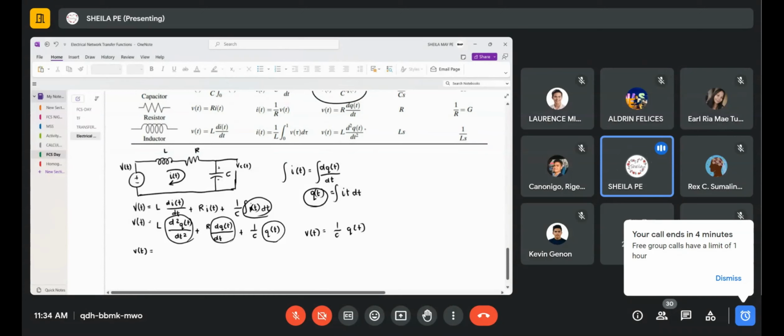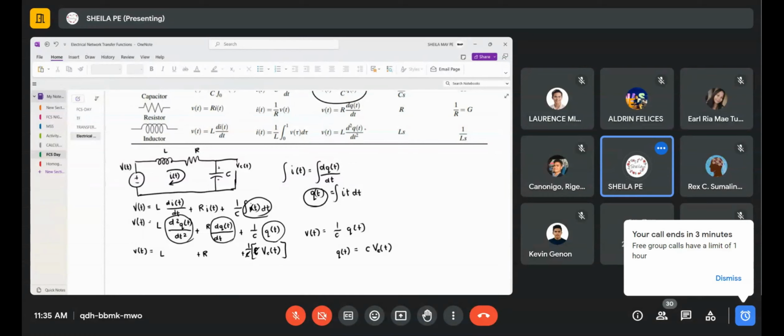So V of T equals L, 1, let's find Q of T. Q of T divided by 1 over C gives basically C V of T. But since this is a capacitor, that's C in terms of the capacitor component, so that's C VC of T. But since we have 1 over C here, the C cancels.